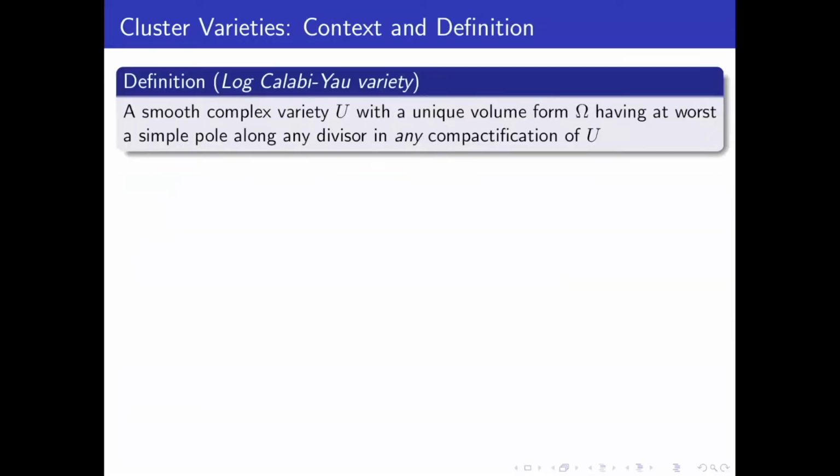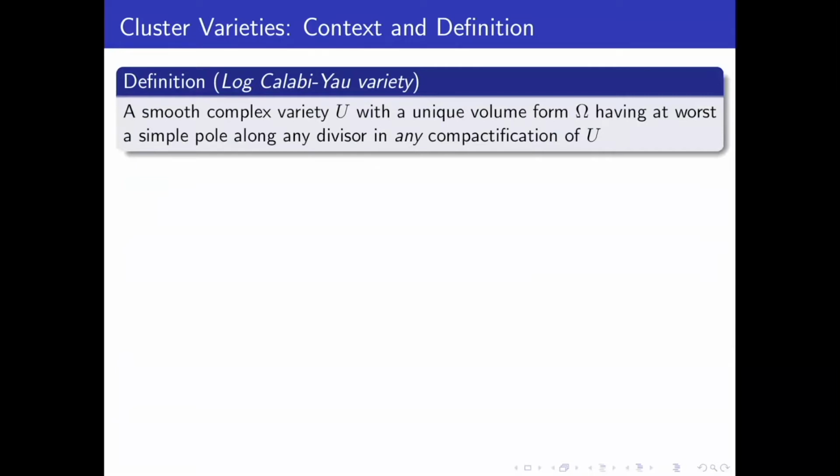So the next thing to do is tell you what cluster varieties are. And well, just giving the definition of a cluster variety is a little bit unsatisfying and sort of unmotivated. So they really fit into a broader geometric picture known as log-Calabi-Yau geometry. So a log-Calabi-Yau variety is a smooth complex variety U with a unique volume form omega having at worst a simple pole along any divisor in any compactification of U.